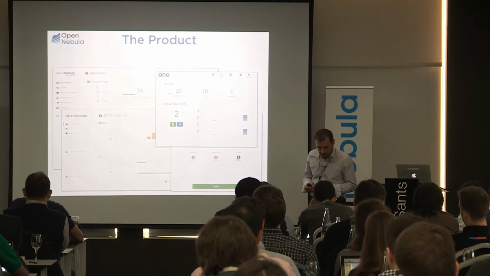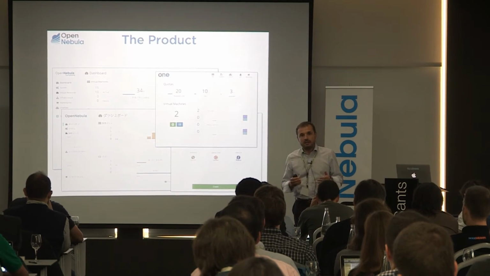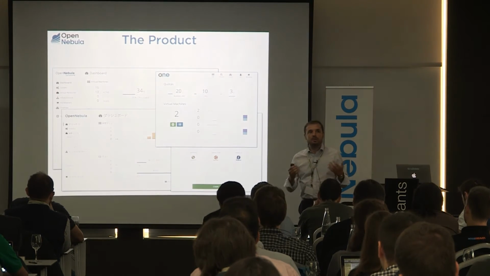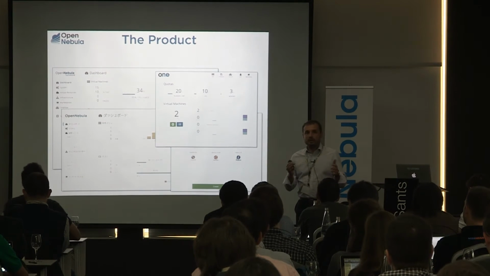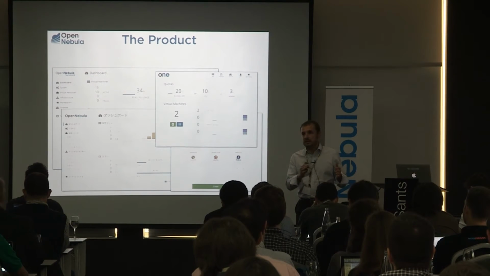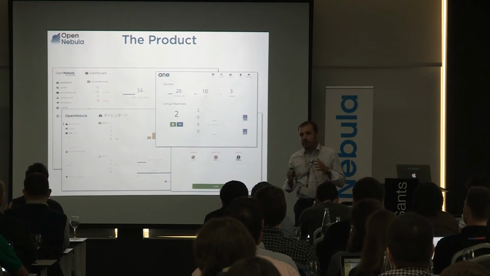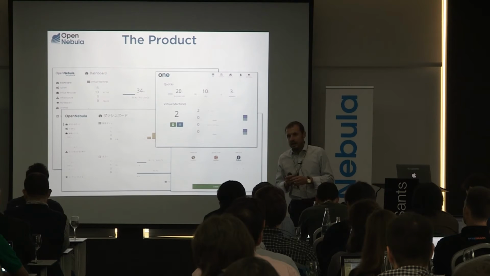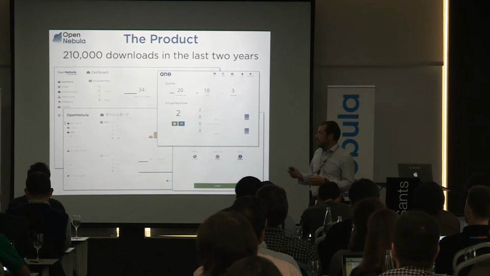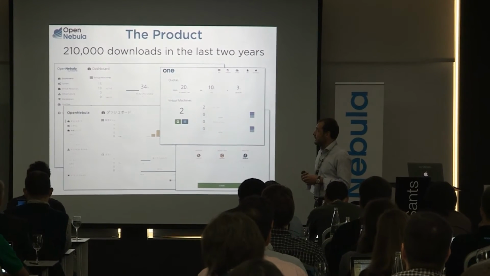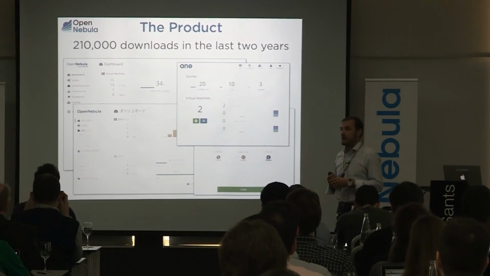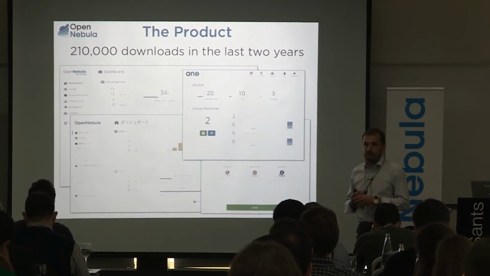Well, first about the product. Our aim as an open source community, as an open source project, is to build a product. So we created the OpenNebula open source project 8 years ago in order to develop and maintain the OpenNebula cloud management platform. And we are very happy with the results. During the last 2 years, there have been more than 200,000 downloads from our repository.